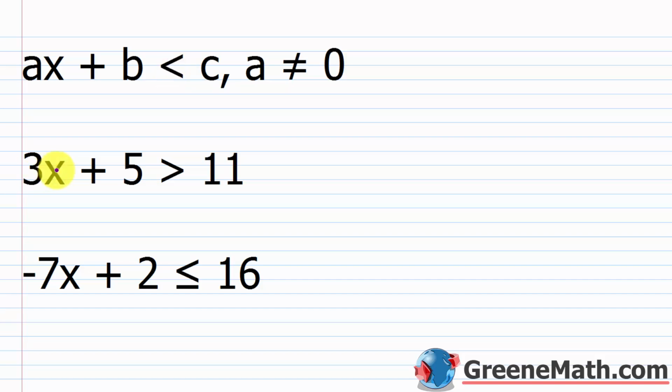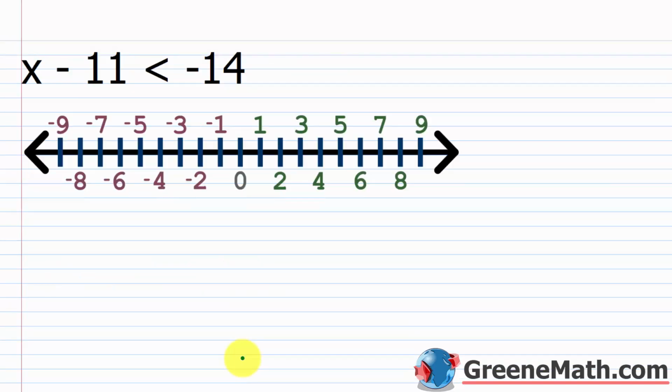So something like 3x plus 5 is greater than 11, or something like -7x plus 2 is less than or equal to 16. So essentially exactly what we saw when we solved linear equations in one variable, with the exception of we're flipping the equality sign into an inequality sign. All right, so suppose we came across an inequality such as x minus 11 is less than -14. So before we solve this, let's think about an equation. So x minus 11 is equal to -14.